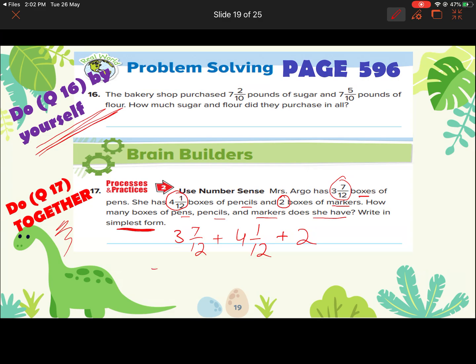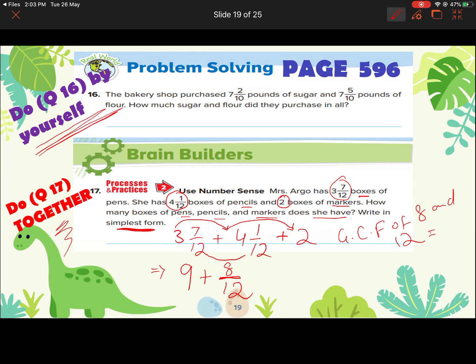Okay, now add all your wholes together. 3 plus 4 and 4 plus 2. So 3 plus 4, 7, 7 plus 2, 9. So 9 plus, now add the fraction parts. So add the numerators and the denominator remains the same. So we will write denominator 12 as it is. Now add the numerators. 7 plus 1 gives you 8. Okay, so 8/12. Now here we will find the GCF of 8 and 12 to get our simplest form.